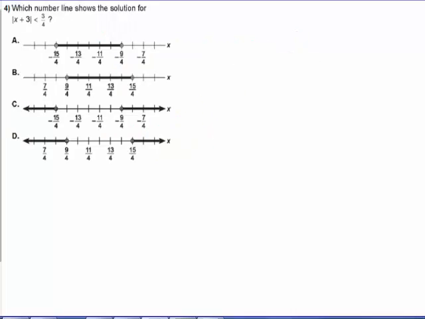Okay, so now with number 4 here, the first thing I'm thinking is that it cannot be C or D because those would be greater than problems, and this is a less than. So we need to write our two inequalities. So the first one, x plus 3 greater than -3/4. And then the second one is just exactly the same without the absolute values as the original. Now we can go through and solve both of these.